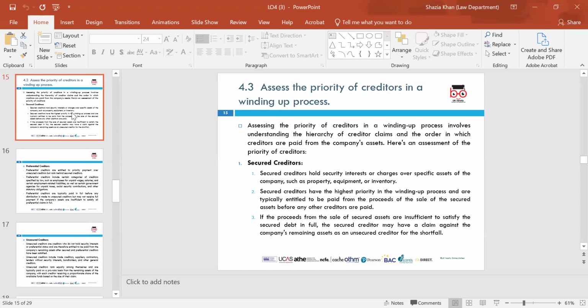If the proceeds from the sale of the secured assets are insufficient to satisfy the secured debt in full, the secured creditor may have a claim against the company's remaining assets as an unsecured creditor for the shortfall. These are generally banks and other asset-based lenders that hold a fixed charge over the asset in question, vehicles, for example, property or land. The lender is entitled to recover possession of the asset on insolvency of the company, with the fixed charge being registered with Companies House.